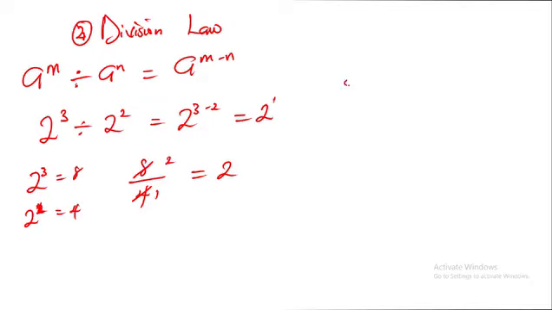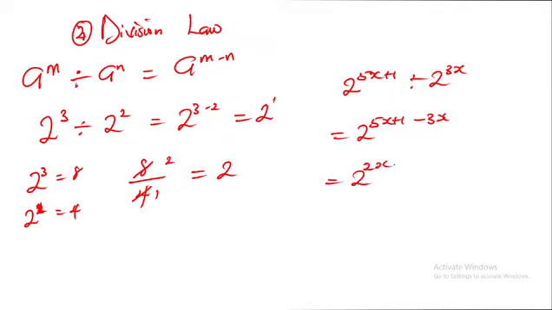So if we have 2 raised to power 5x plus 1 divided by 2 raised to power 3x, this is simply 2 raised to power 5x plus 1 minus 3x, and 5x minus 3x will give us 2x plus 1 as our answer. Okay, law 3, we have the zero law.